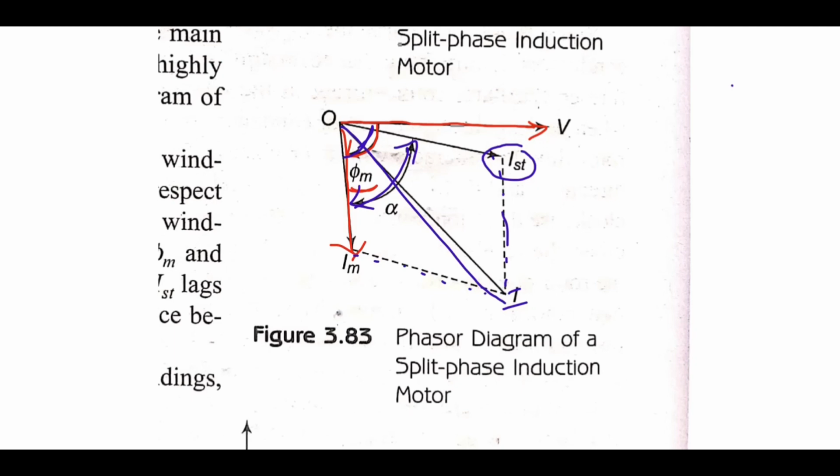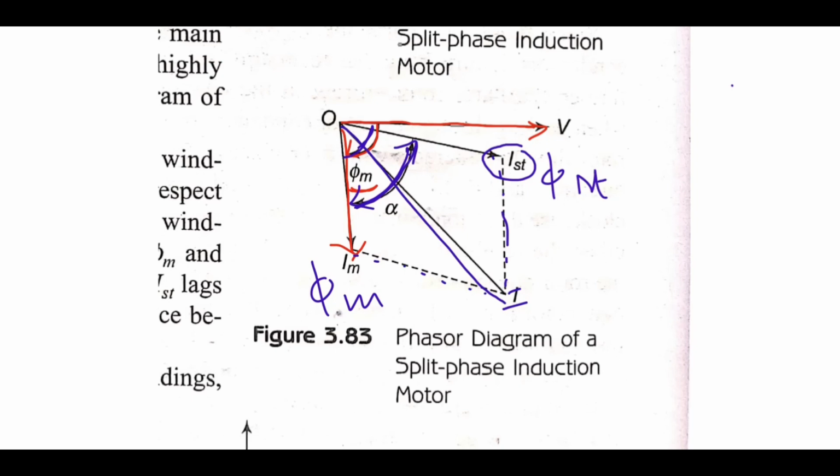These currents, while flowing through their respective windings, produce two fluxes, phi m and phi st, which are displaced by an angle alpha. The resultant of these two fluxes produces a rotating magnetic field, and the induction motor gets started due to the production of a starting torque.